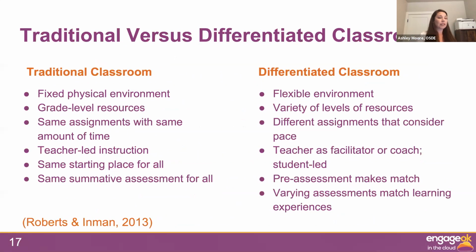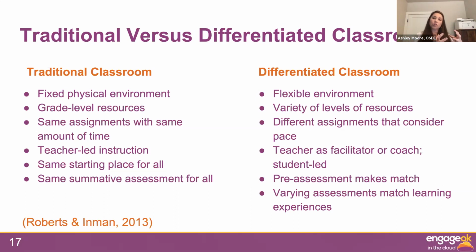So we've looked at a variety of what differentiated is not. So what does that look like in a traditional classroom? If we look at a traditional classroom where there's not a lot of differentiated instruction, we may see a fixed physical environment, grade level resources where the same resources, assignments, time frame, all of that, there's a lot of same, right? So not this awareness necessarily for our differing students. Very teacher-led instruction, same starting place, and same summative assessments for all.